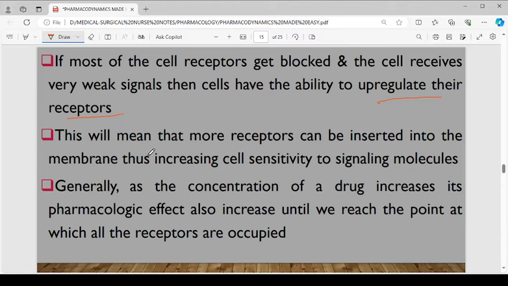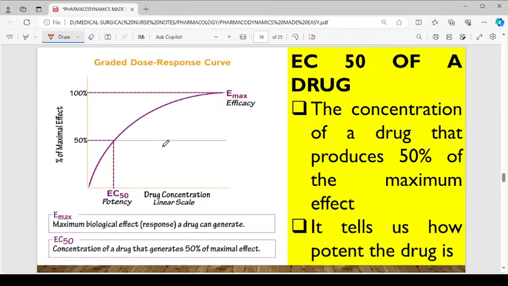You have to know that generally, as the concentration of a drug increases, its pharmacological effect will also increase until we reach a point where most of the receptors have been occupied. So if you plot a graph of drug concentration versus pharmacological effect, you'll find that as we increase the dose, the effect also increases, okay, until we reach a point where all the receptors are assumed to have been occupied.